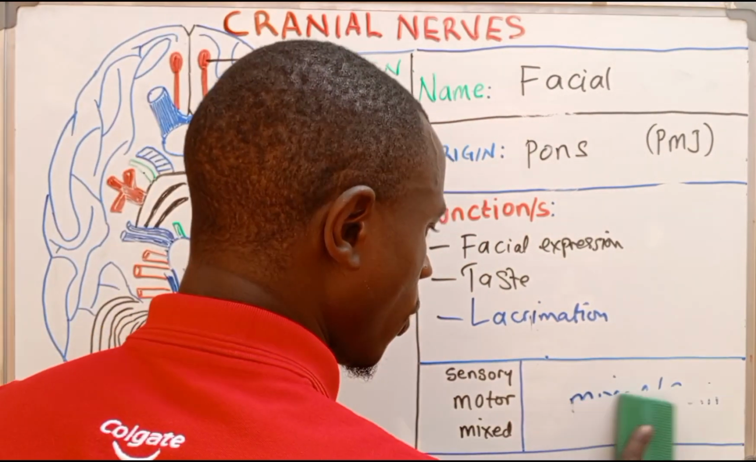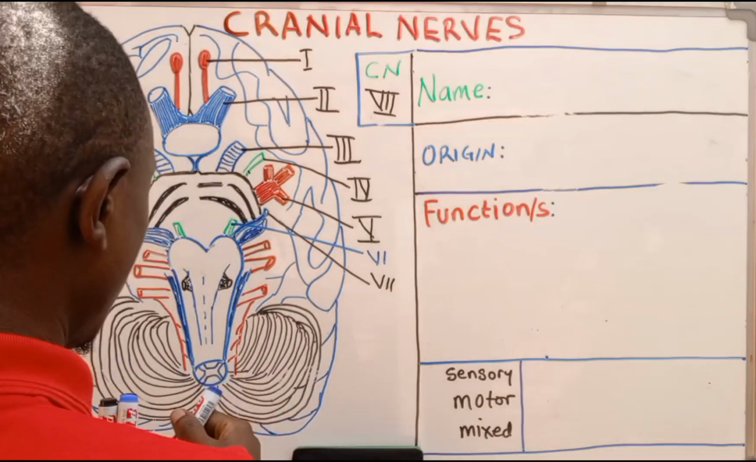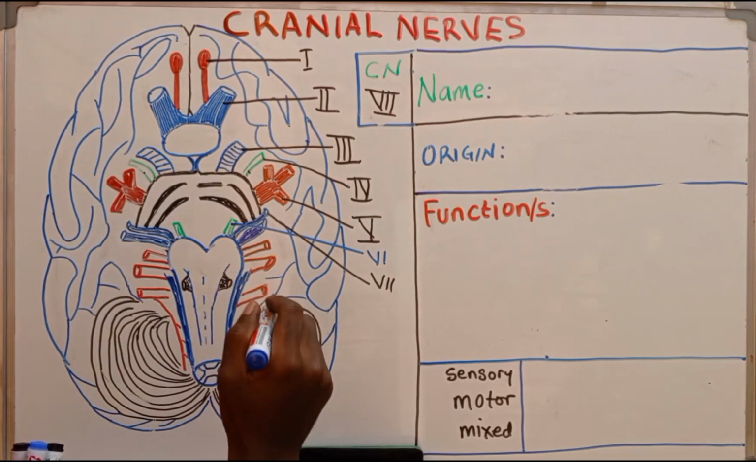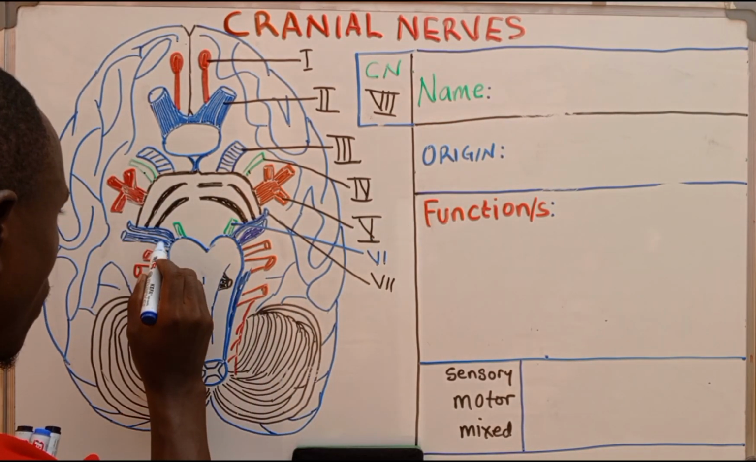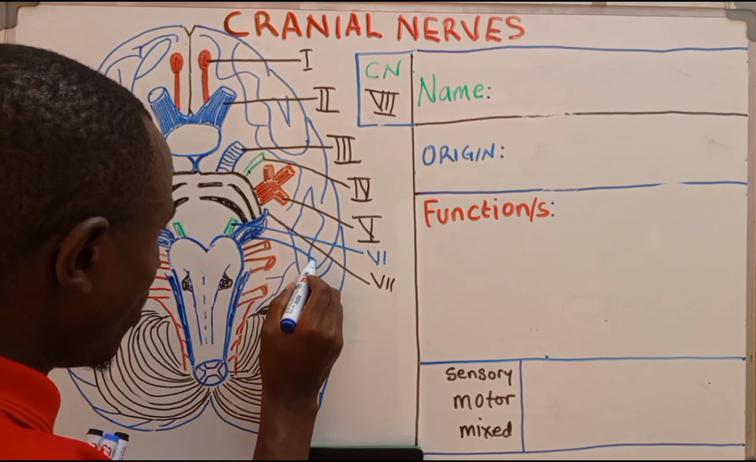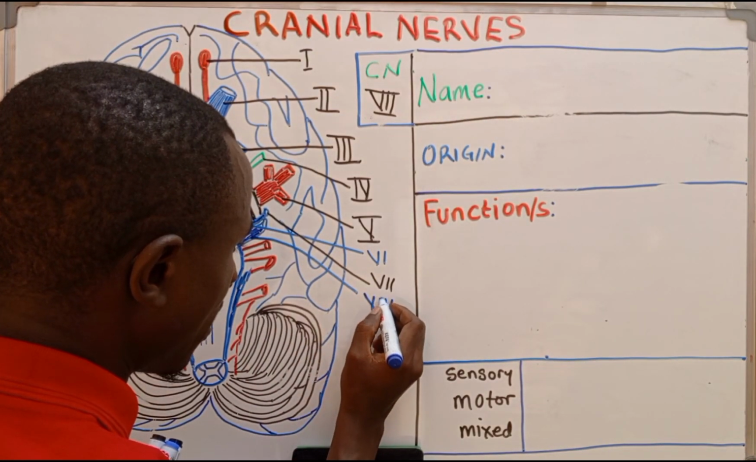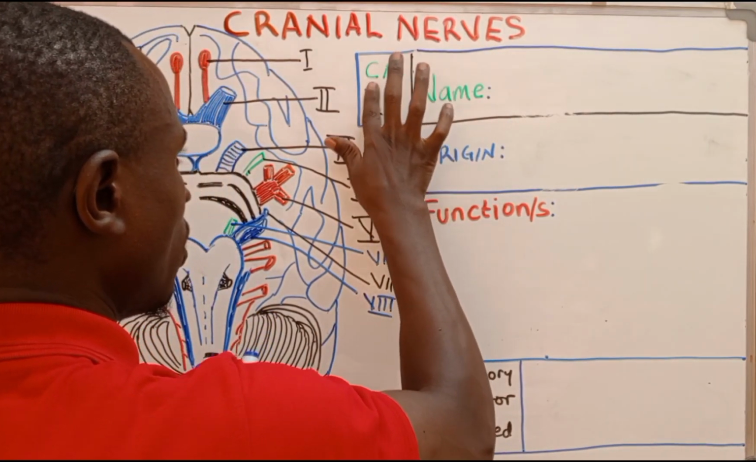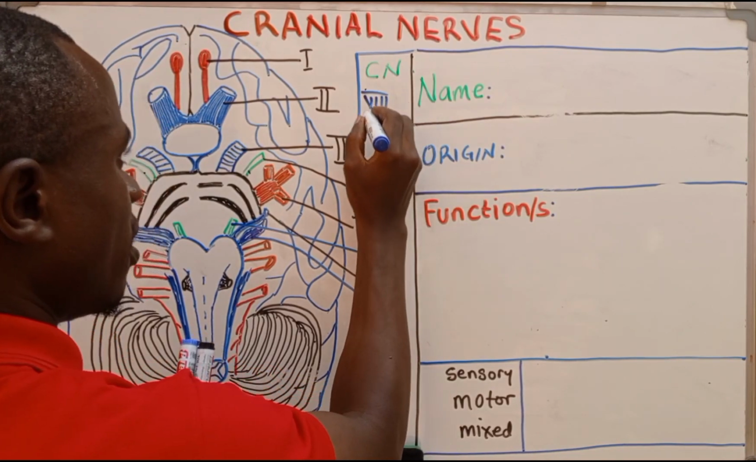So let's have a look at cranial nerve number 8. Okay, so now when we come here to the 8th cranial nerve, you see it is on the lateral side of the pontomedullary sulcus. You see this cranial nerve here, okay? This one on the lateral side of the pontomedullary junction, we are going to be having our cranial nerve number 8. So now this is going to be our cranial nerve number 8.